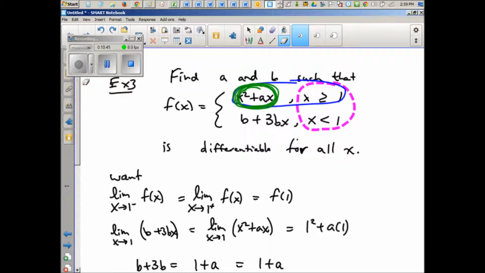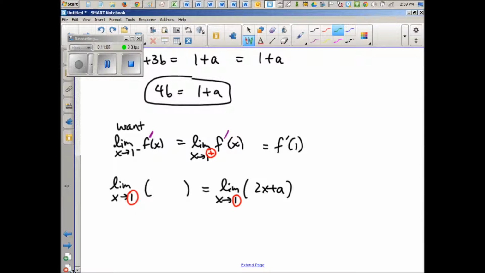So I'm okay now. B plus 3bx. What's the derivative of b plus 3bx? Well, b is a number, so the derivative of that's 0. 3bx is like having 3b times x to the 1, so 3b is the coefficient on the x. If you bring the 1 down, you get 3bx to the 0. So basically the slope of this b plus 3bx is simply 3b.